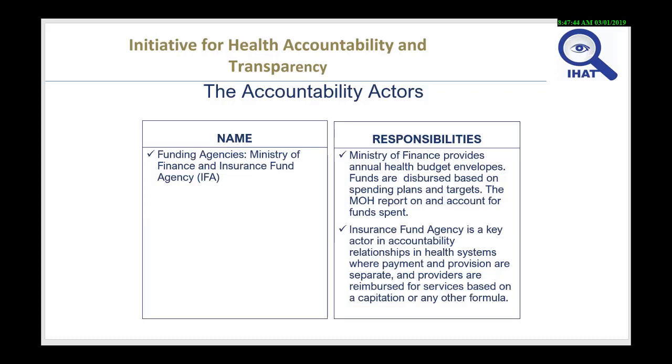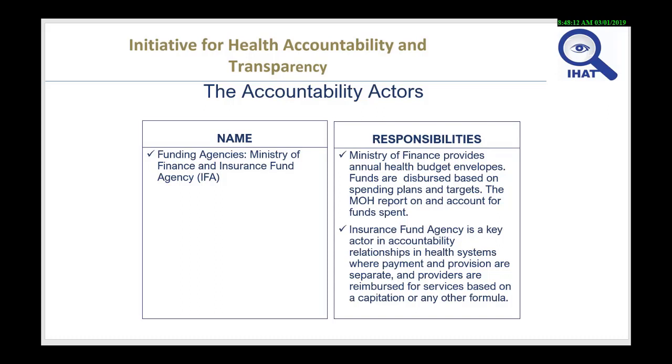We should not forget the funding agencies. The Ministry of Finance and the Insurance Fund Agency are very key. Their responsibilities are very fundamental. They provide annual health budget envelopes, and they ensure that funds are disbursed based on spending plans and targets. And the Ministry of Health reports on and accounts for funds that are budgeted and spent.